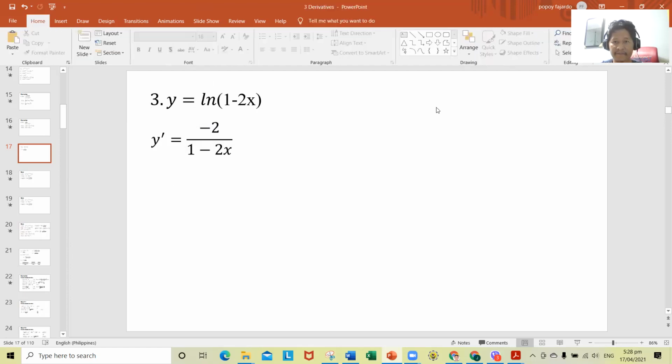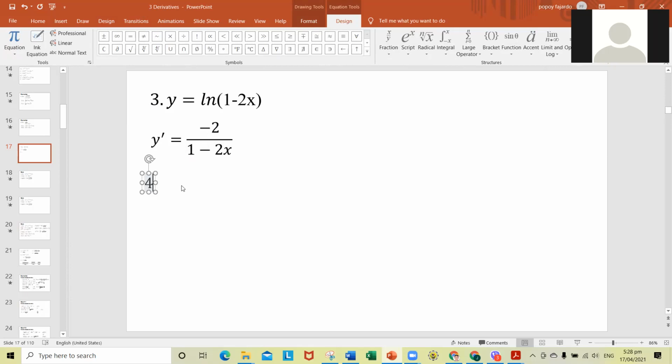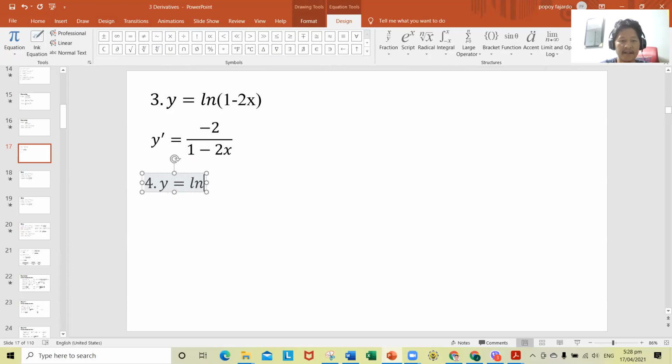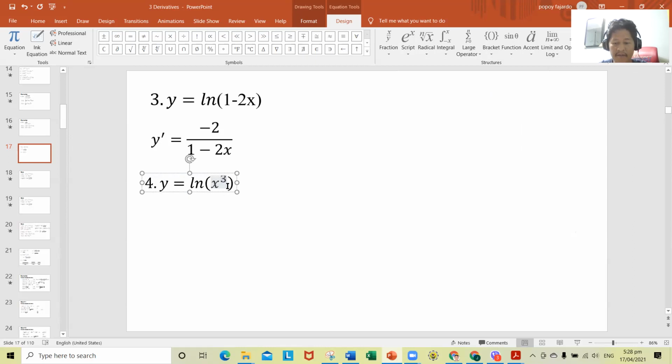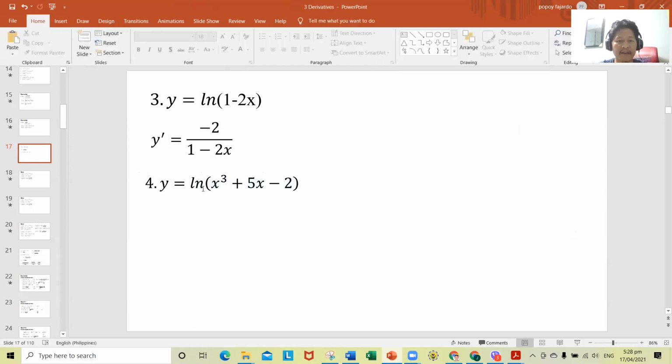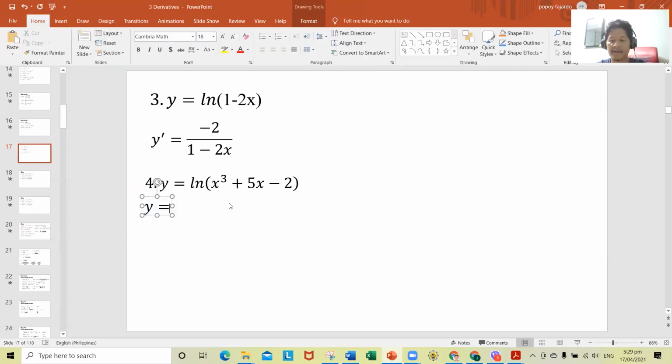Okay, question? Gawin natin medyo komplikado ng konti. Okay, so let's call this number 4. Sir, yan na sir yung answer nun. Okay, let's have say y equals ln of x cubed plus 5x minus 2, for example. Paano naman ganito? How do we get the derivative of this?